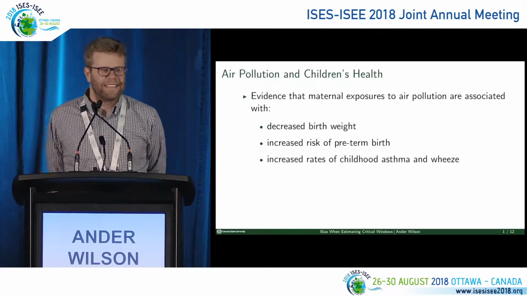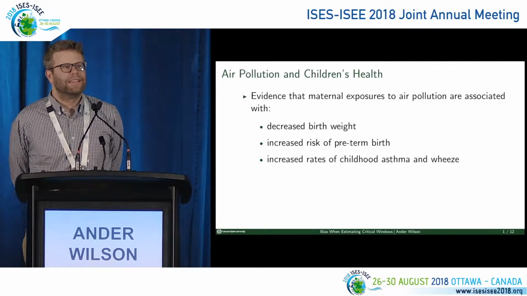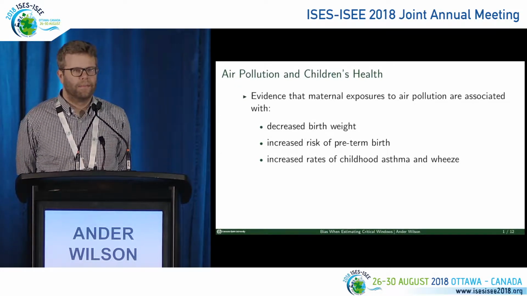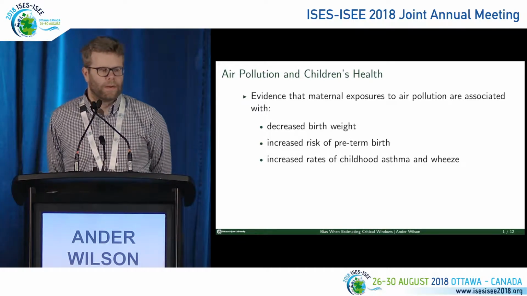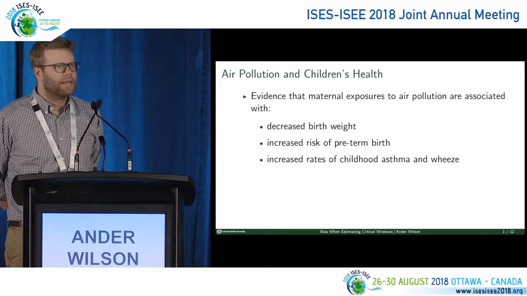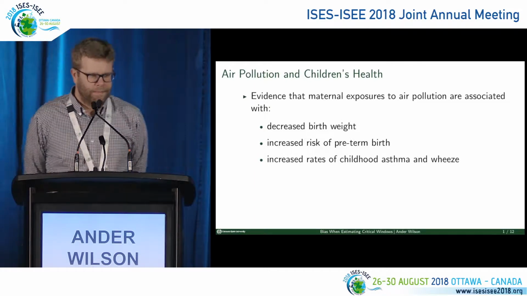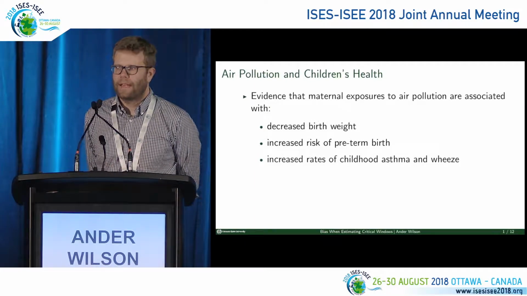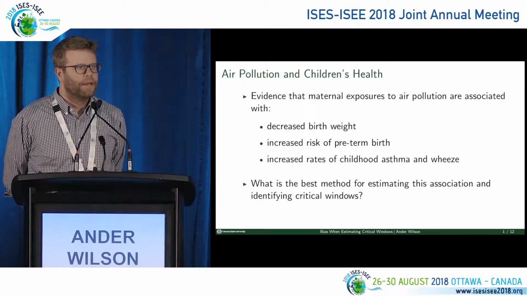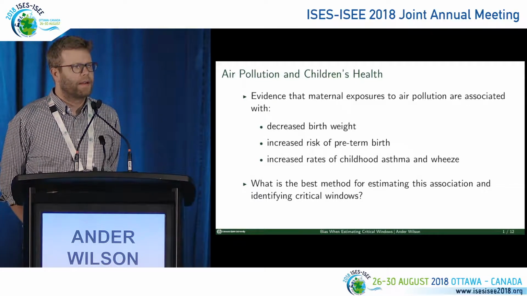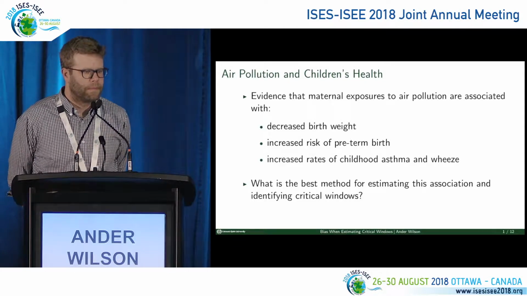Right, so there's a lot of evidence now that air pollution is associated with various children's health outcomes and birth outcomes, including low birth rate, risk of preterm birth, rates of childhood asthma and wheeze, among other things that we'll hear about today. And so what I'm talking about today is what are the best approaches to estimate this association, and specifically, how do I identify critical windows of exposure?